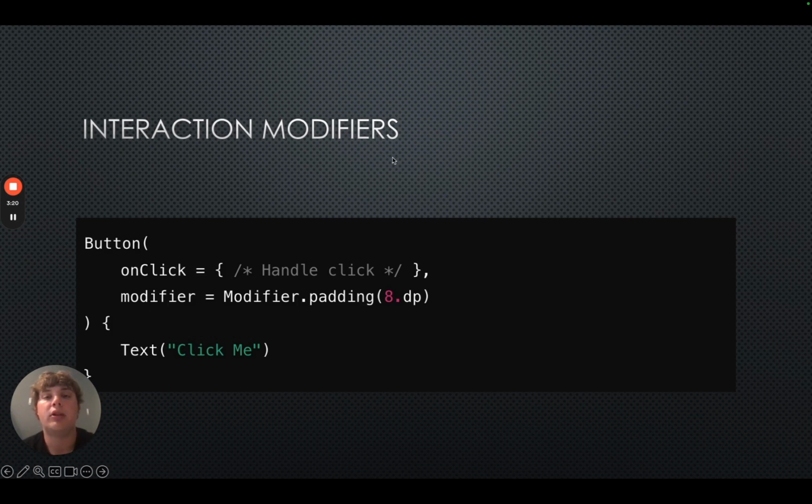To wrap it up, composable functions are used to define and build UI components in Jetpack Compose. They let you describe your UI in a declarative way, and you can combine them to create complex UIs. Modifiers allow you to style and position your UI elements. You can add padding, background colors, borders, and handle user interactions, all with just a few lines of code. Together, composable functions and modifiers make Jetpack Compose a really powerful and flexible tool for Android UI development.